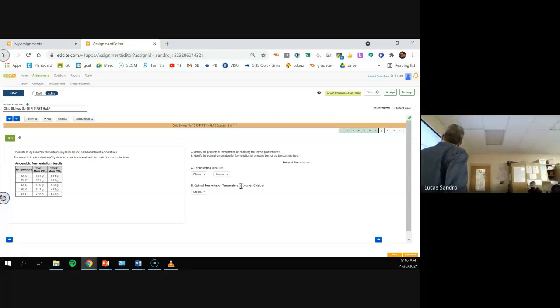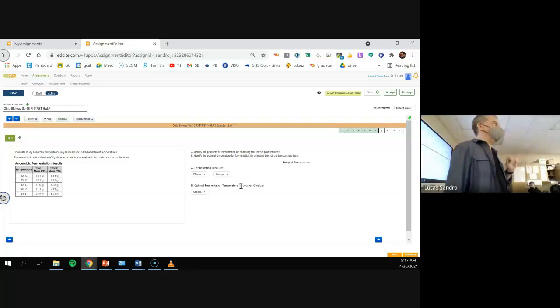Scientists study anaerobic fermentation in yeast cells incubated at different temperatures. The amount of CO2 detected at each temperature in 2 trials is shown in the table. Why would they measure the amount of CO2? Why is that useful? What does that tell them? What's carbon dioxide in fermentation? Why are those two linked? This is the oxygen debt. Oh, we're not worried about oxygen debt if we're just looking at yeasts. Because during the Krebs cycle, the CO2 is shot off. Not the Krebs cycle. Krebs cycle shuts down when there's no oxygen.